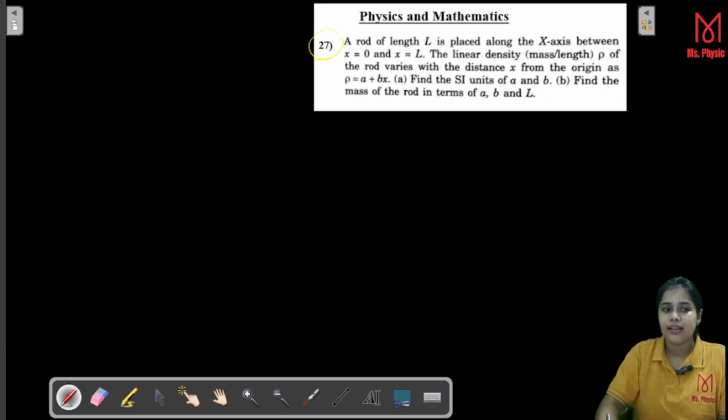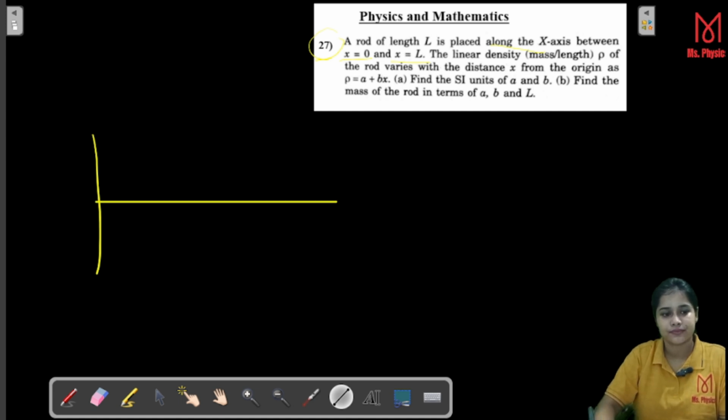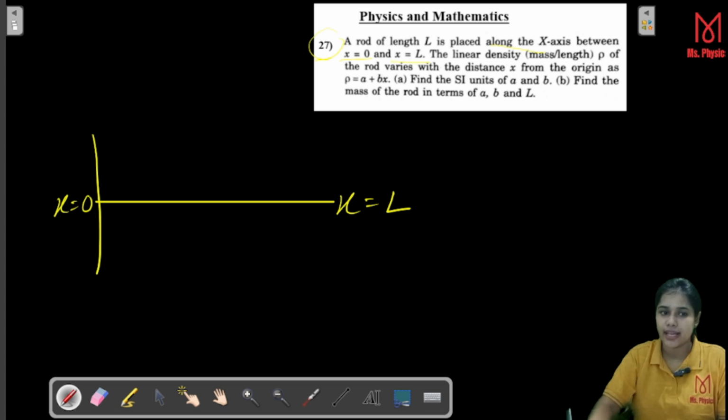27th numerical: you have a rod of length L placed along the x-axis. Here you have a rod along the x-axis between x equal to 0 and x equal to L. That means suppose you have a rod here, and this is the length, from x equal to 0 to x equal to L.